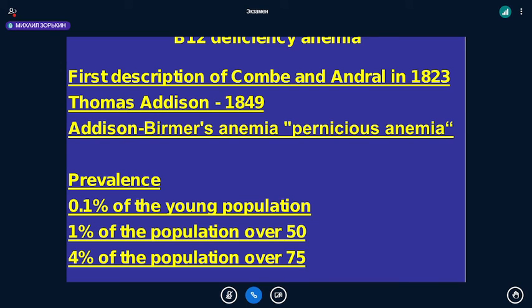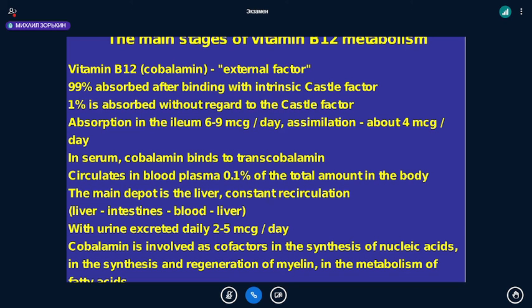Another problem that we will consider today, but just a few words: B12 deficiency. Usually a quite rare situation in comparison with iron deficiency, but B12 deficiency anemia is much more dangerous. And usually the patients with B12 deficiency feel very, very uneasy, and it's usually a much more severe condition. What is B12 or cobalamin? It is an external factor that's usually observed after binding with the intrinsic castle factor in the stomach.